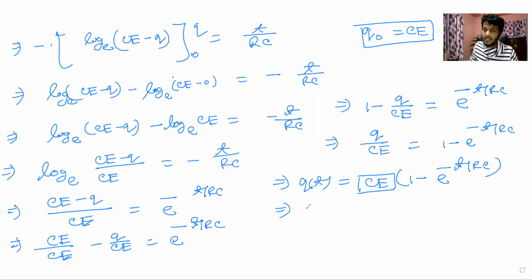Yes, fine, sir. So we can write this equation: Q(t) equals Q naught upon 1 minus T by RC.